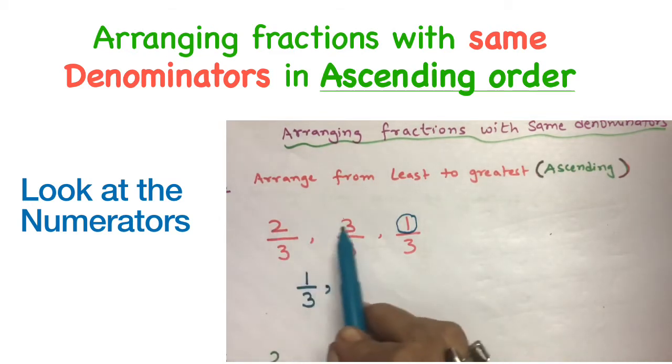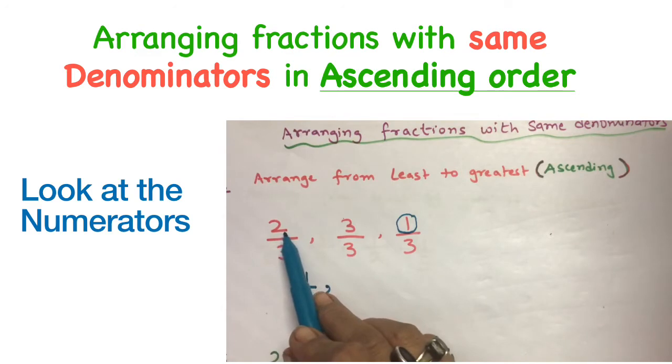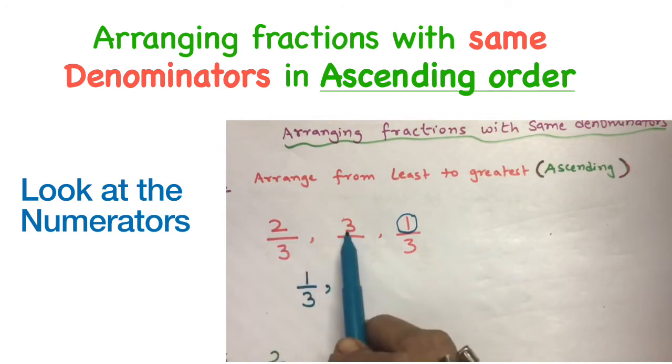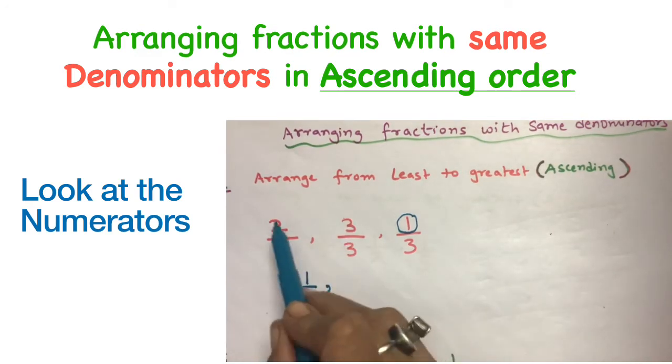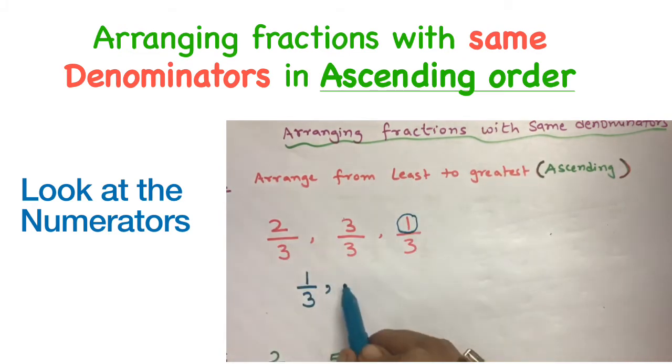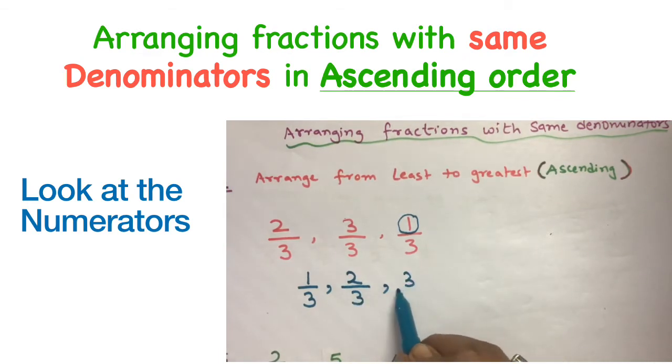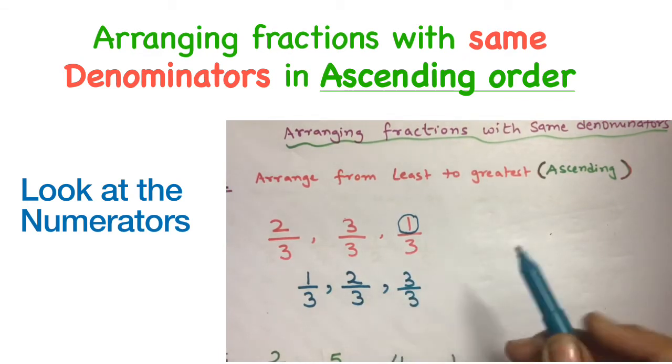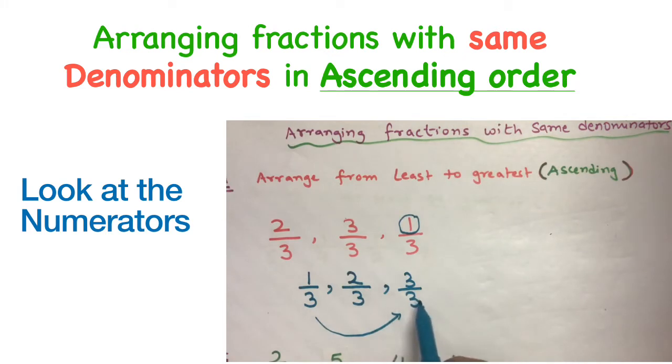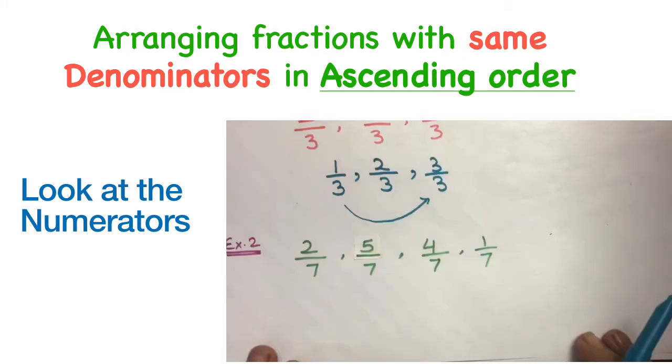Then look at the remaining numerators. Here 2 is less than 3. So this fraction will come next. 2/3. So this will come at the last. Least to greatest. Let's see example 2.